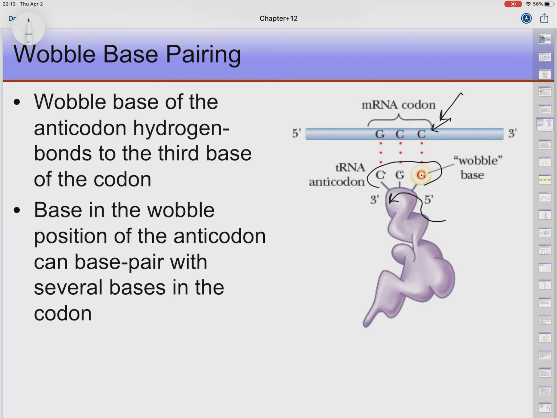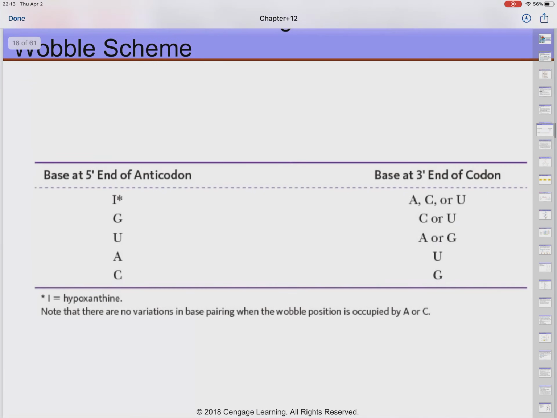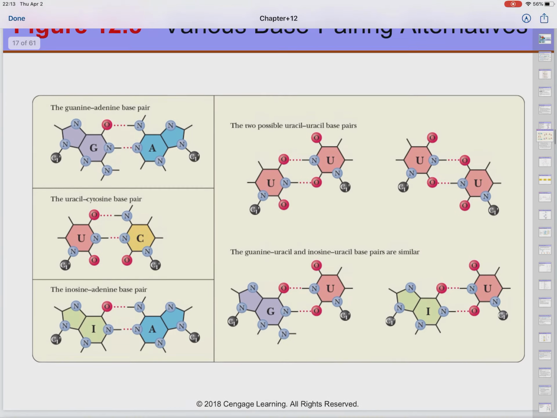Okay, let's look at how some of those other bases pair. Now, there's a base called hypoxanthine that we see a lot in the 5' end of the anticodon, so the first position of the anticodon. This one can form some hydrogen bonding with A, C, and U, which is a little more unusual than what we're used to. So let's take a look at those.